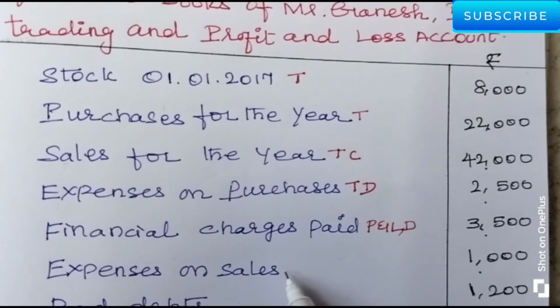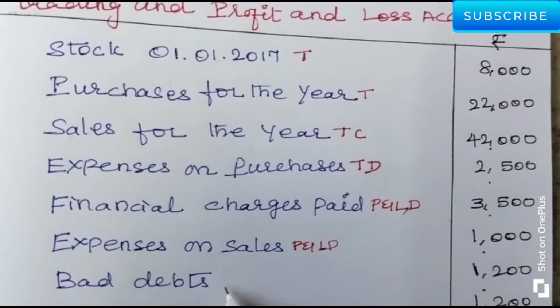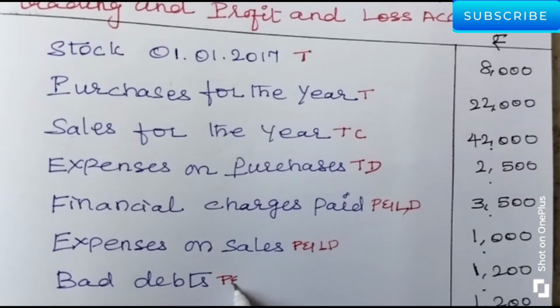Expenses on sales. It's an indirect expense. Okay. So selling and distribution expenses come under profit and loss account debit side. Then bad debts. What is meant by bad debts? If you sold goods to your customer, that amount is an irrecoverable receipt. Okay, that is called bad debts. It always comes on profit and loss account debit side.